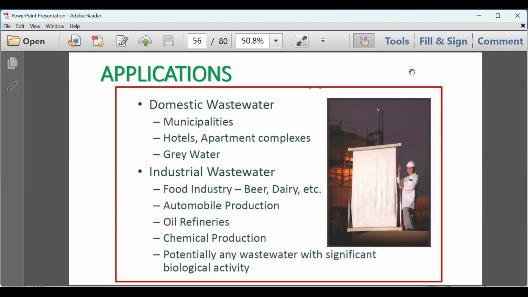MBR is a new era of wastewater treatment. It can treat any domestic wastewater, maybe home or apartment generated, hospital or office complex generated, and can be treated up to reusable level. In other words, up to rainwater level. Not only domestic, but also industrial wastewater from industries like food and beverage, pharma, automobile can be treated up to reusable level by the MBR.